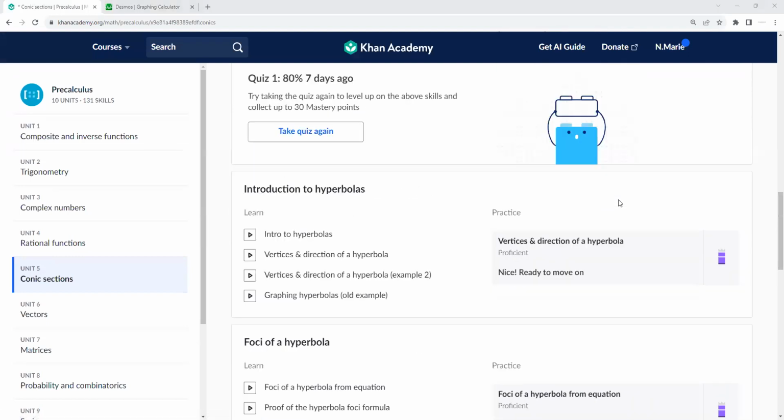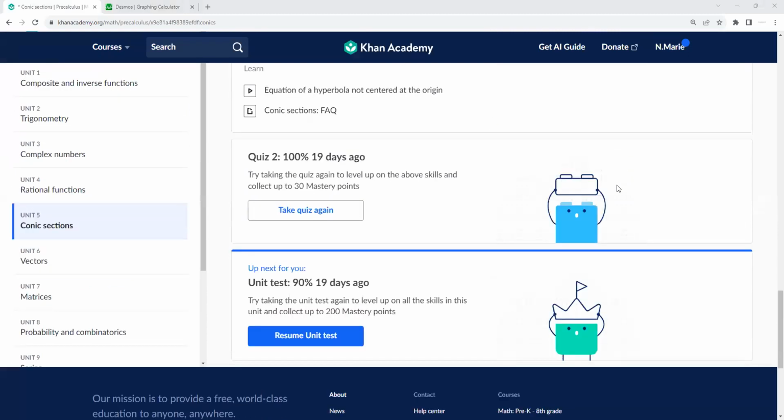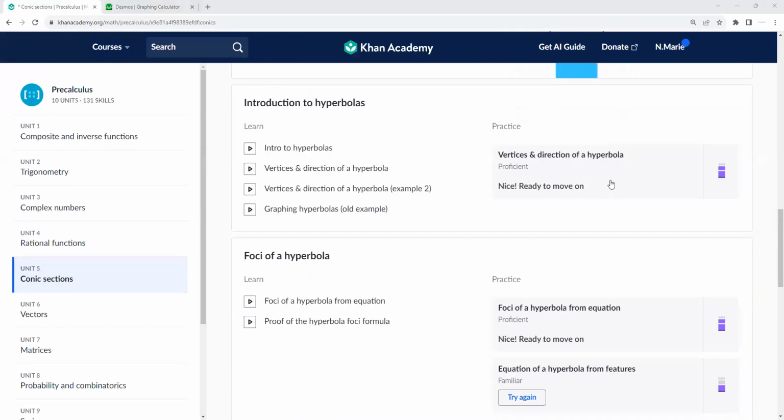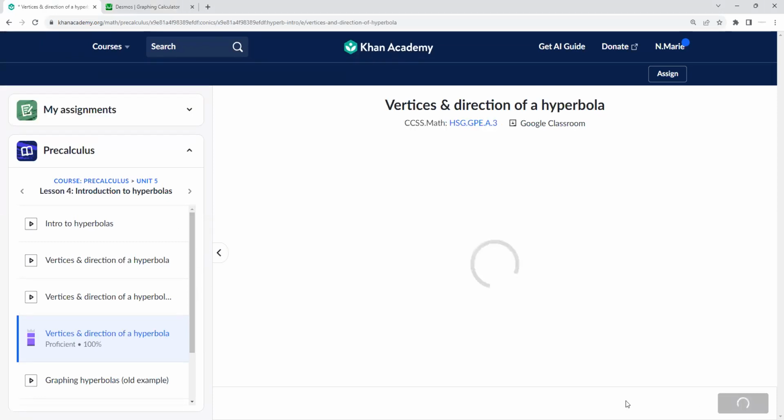So let's go on Khan Academy here. We're going to the second part of this conic sections unit, which focuses on hyperbolas, which is very simple, especially if you know how to do the ellipses. They're all kind of the same, but a little different.